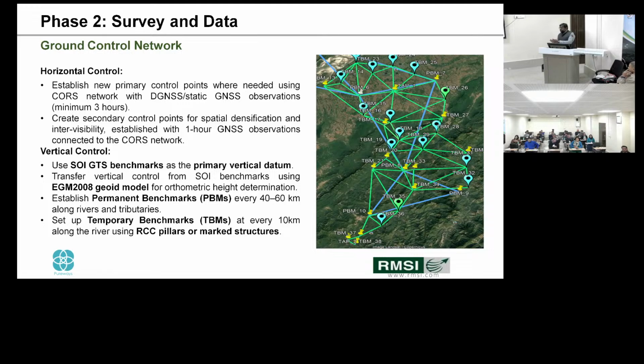It acts as the two references. One is to convert whatever data we capture into our local coordinate system. Second thing is that after conversion, is the data right or wrong? To check the accuracy, the same control network, a few checkpoints, will help us.